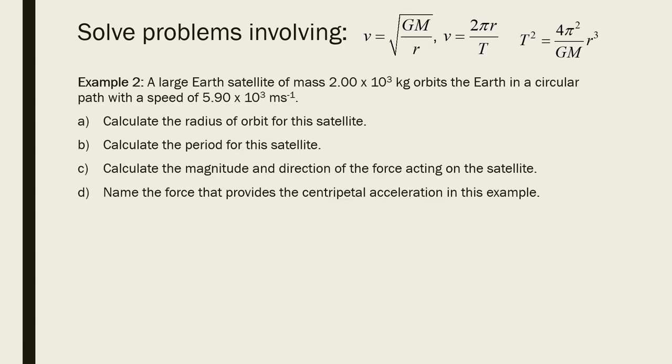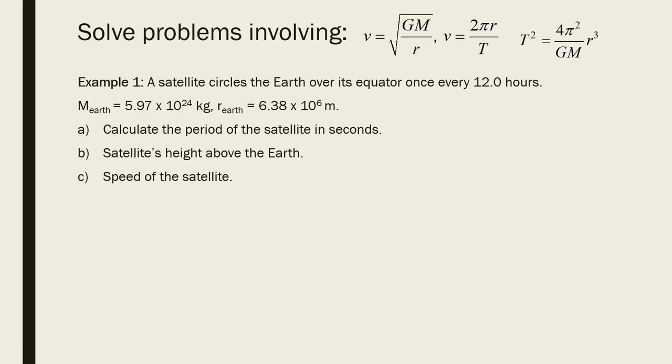Now, we're going to do a couple examples where we do some calculations. A satellite circles the Earth over its equator once every 12 hours. The mass of the Earth and the radius of the Earth are on your formula sheet, so have your formula sheet out ready. You don't need to memorize these numbers, but they'll be on your formula sheet. Part A: calculate the period of the satellite in seconds. For the period of a satellite, we would use this one generally.